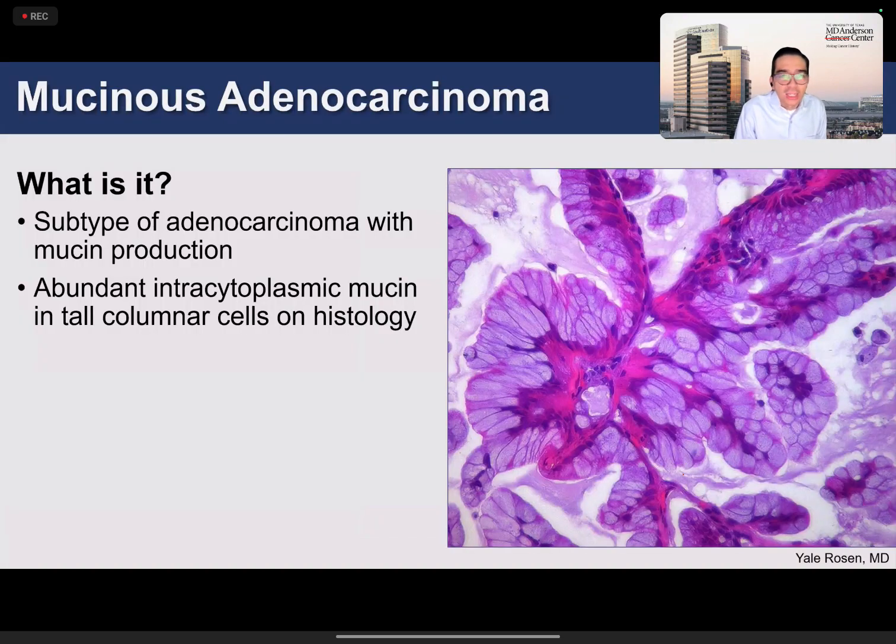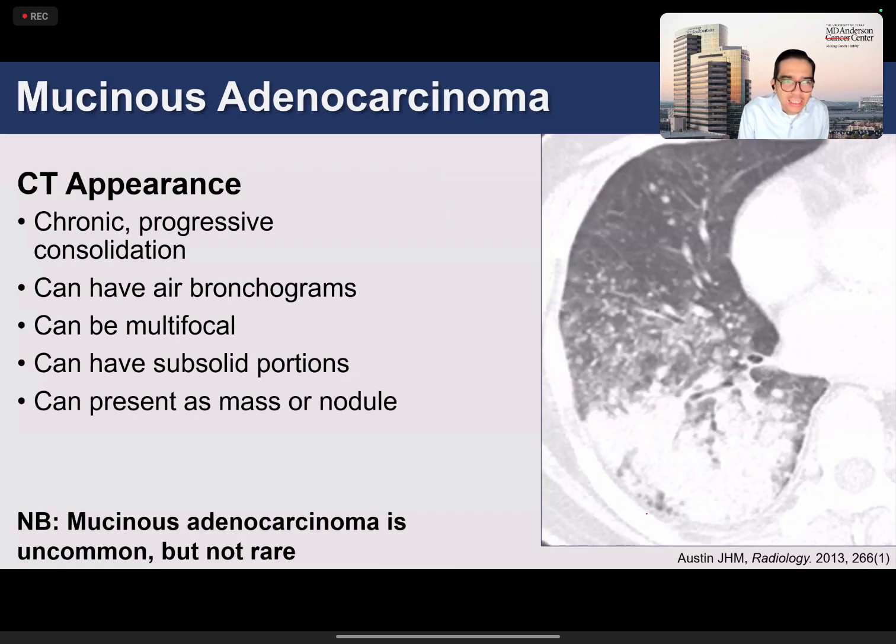Okay, and then let's move on to the next thing in our differential, which is cancer. And there's two cancers I want you to remember when you have a chronic consolidation. One is mucinous adenocarcinoma, and this is a subtype of adenocarcinoma that has mucin production. And on CT, it looks like a chronic progressive consolidation. It can have air bronchograms. It can also be multifocal with some areas of ground glass opacity, and it can also present as a mass or nodule, not always a consolidation.